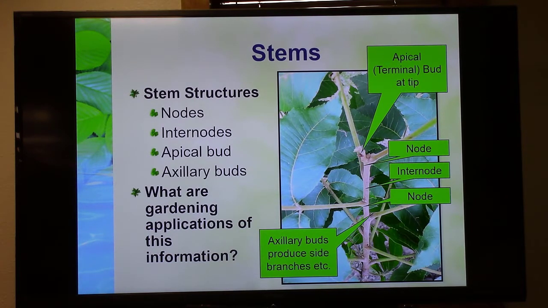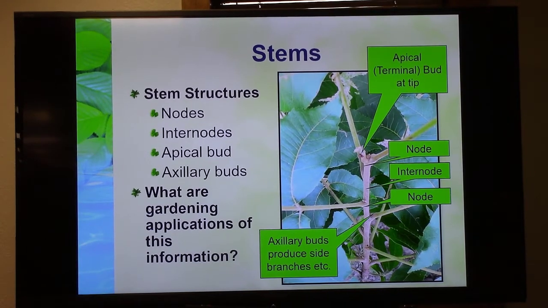Notice on this plant, each node has two leaves coming out. Some plants will have one leaf coming out. Some will have more than two.